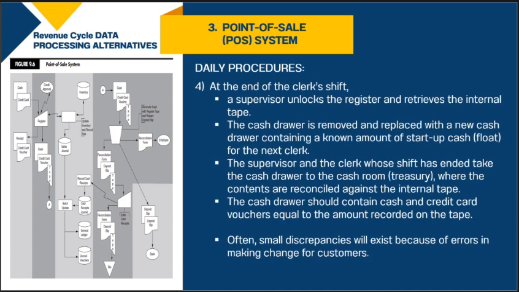And at the end of the clerk shift, as I mentioned, a supervisor unlocks the register and retrieves the internal tape. The cash drawer is removed and replaced with a new cash drawer containing a known amount of startup cash, also known as float, for the next clerk. The supervisor and the clerk whose shift has ended take the cash drawer to the cash room or treasury where the contents are reconciled against the internal tape. The cash drawer should contain cash and credit card vouchers equal to the amount recorded on the tape.